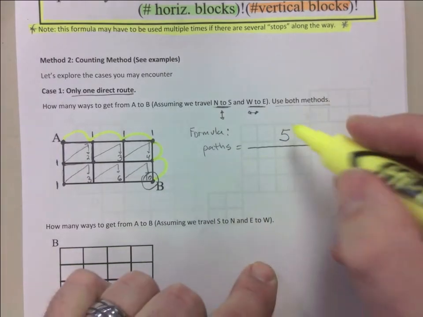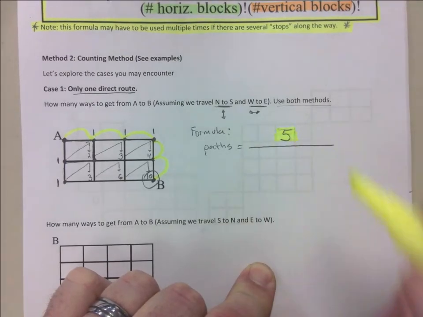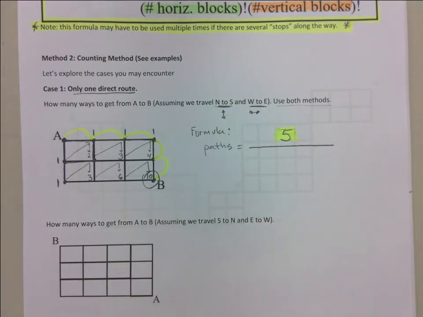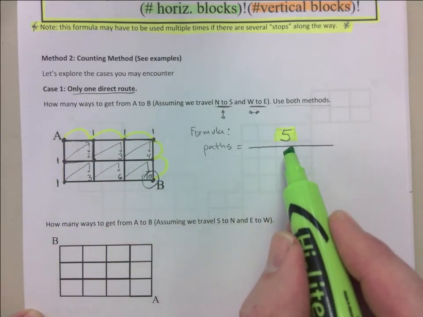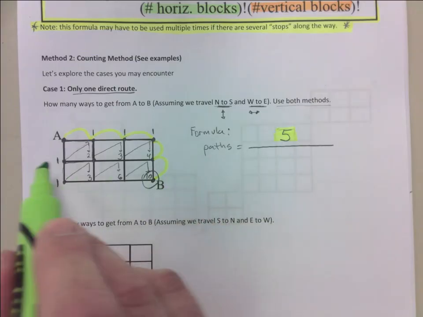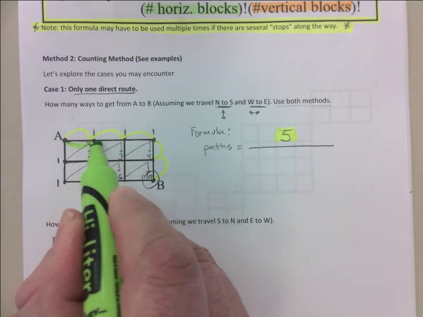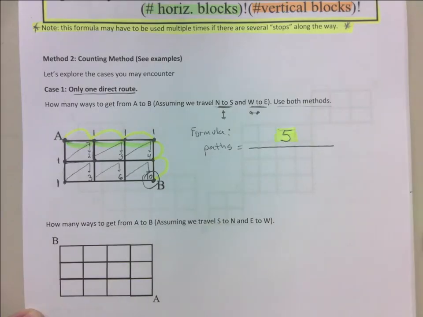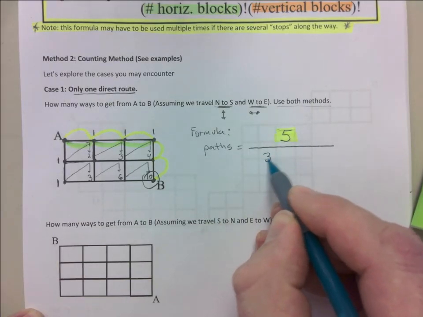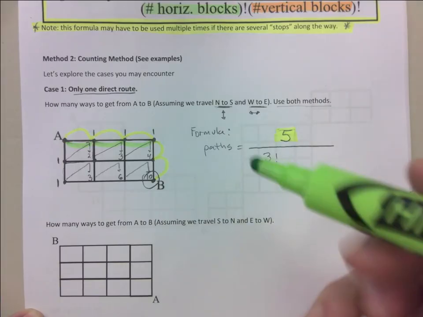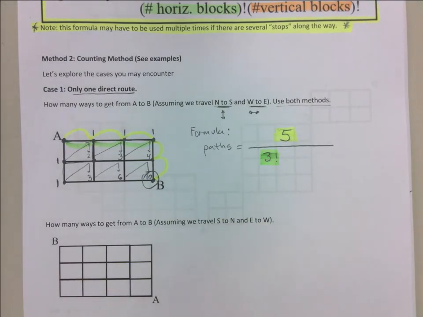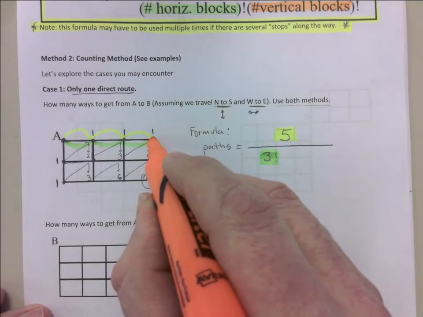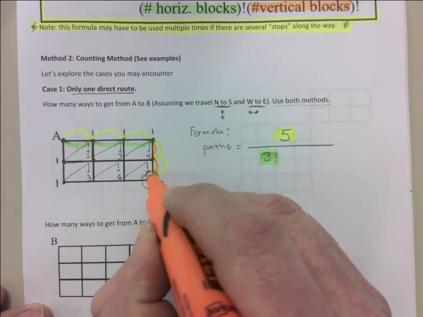I'm going to use the same highlighter. How many blocks did you travel sideways? On these 5 here, how many are you traveling sideways? 1, 2, 3, correct? How many are you traveling up and down? 1, 2, right? Just 2?